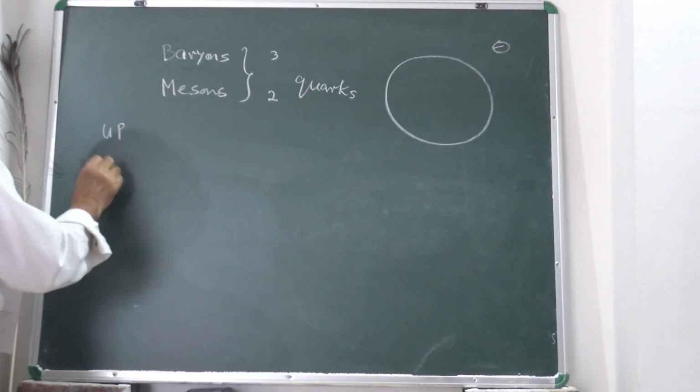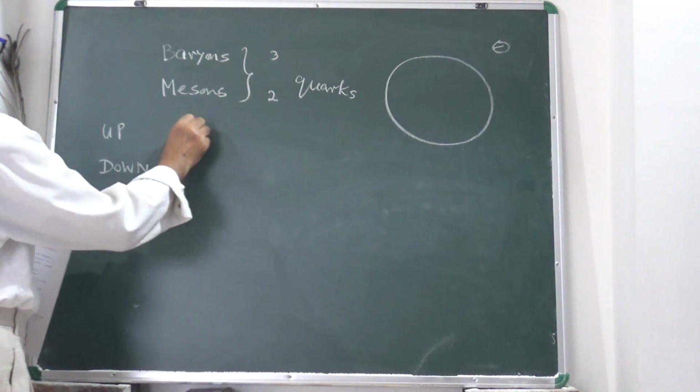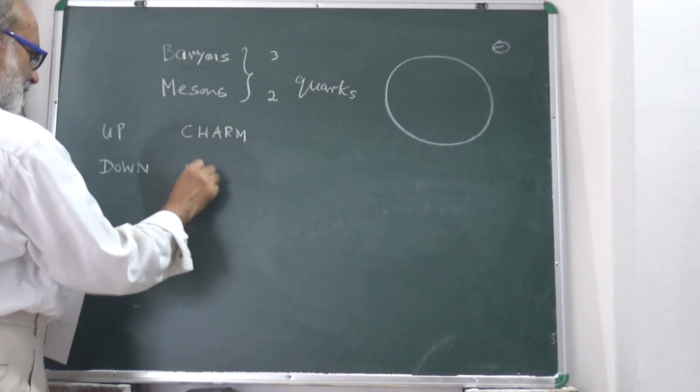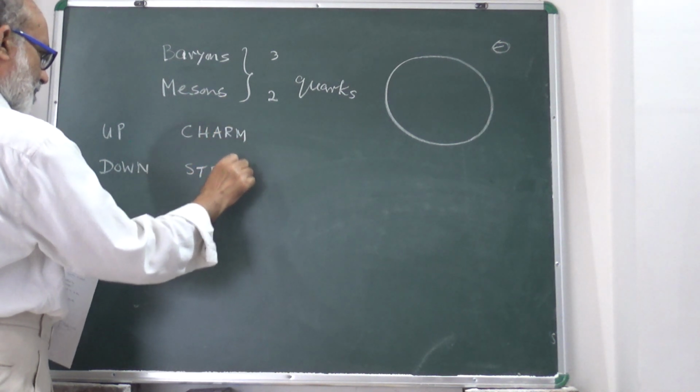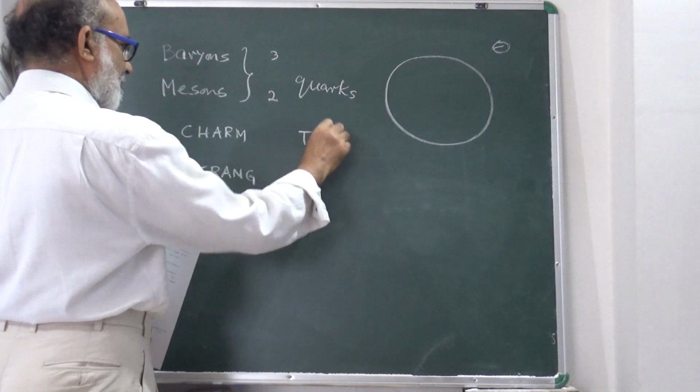The six quarks are up, down, charm, strange, top, bottom.